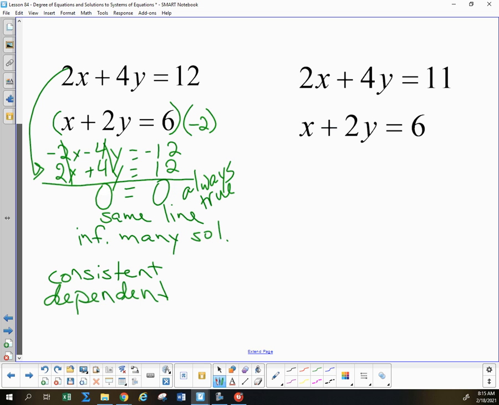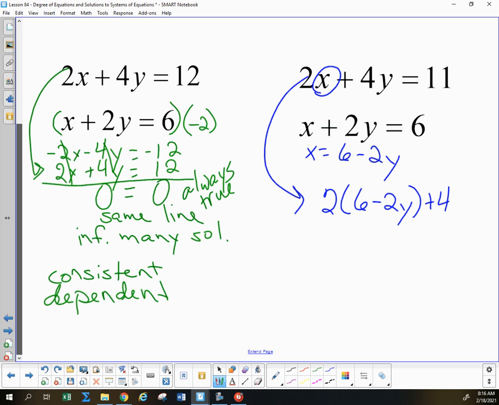Now let's try the other one. This time let's do substitution, just so we've done it once each way. If you did substitution, you still would have gotten something that's always true. 0 equals 0, 5 equals 5, whether it was elimination or substitution. This one I'm going to let x be 6 minus 2y and put that in for that x in the first equation so that I can have 2 times 6 minus 2y plus 4y equals 11.